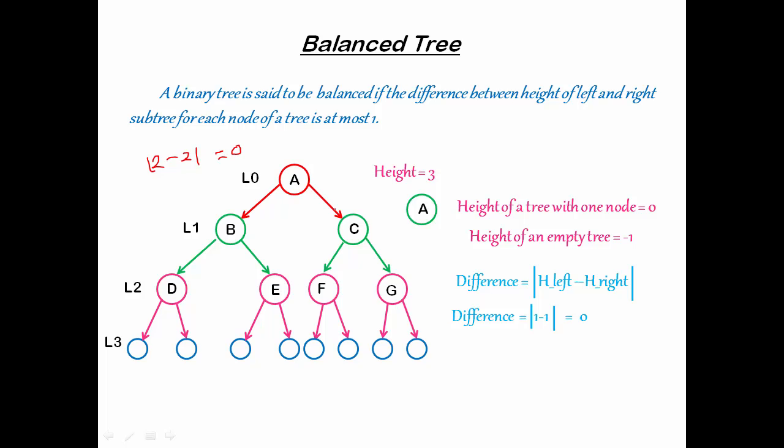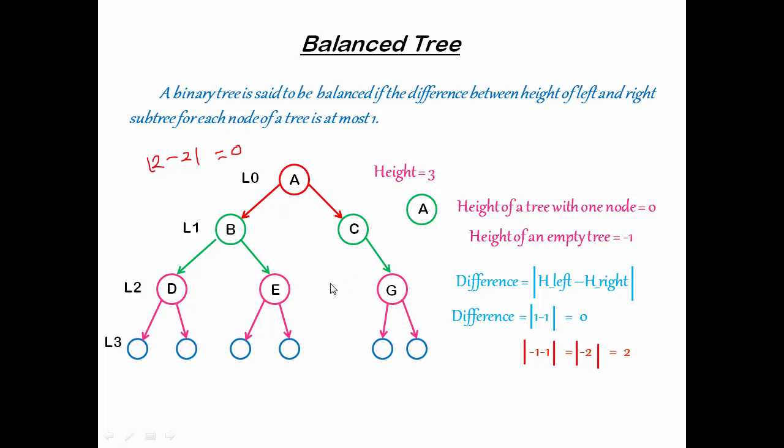Now I'm going to delete some nodes from this tree. Now calculate the difference for node C. It has no left subtree, so height is minus 1, and the height of right subtree is 1. So minus 1 minus 1 is minus 2. The absolute value is 2. Difference is more than 1, so it is not a balanced tree.